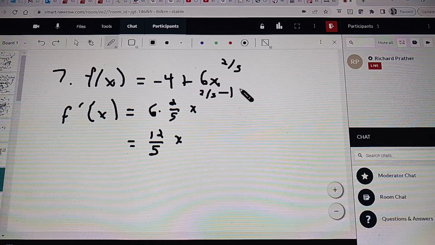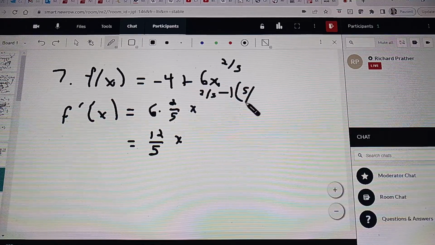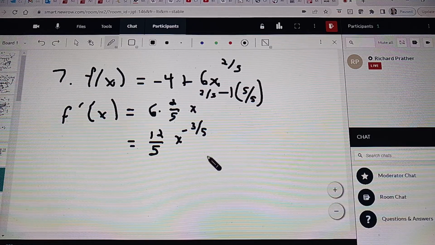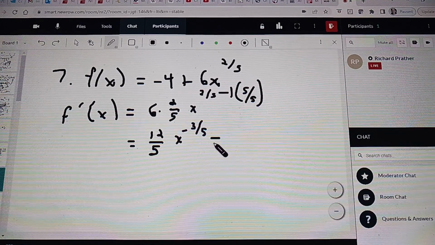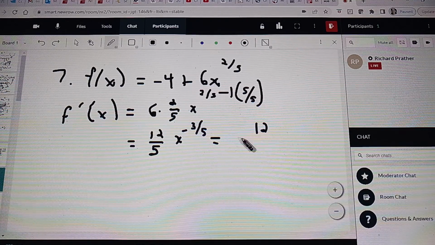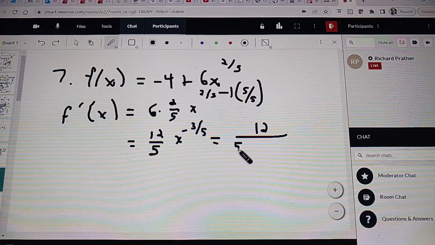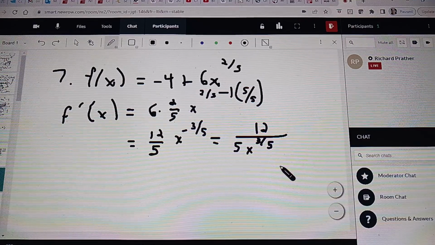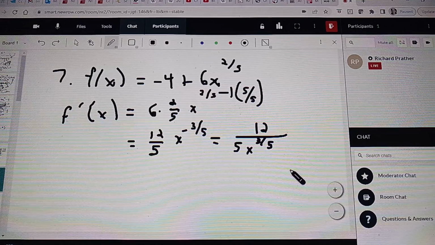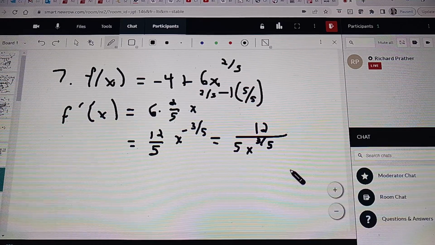2/5 minus 5/5. Change this one to 5/5. 2/5 minus 5/5 is negative 3/5. So then we're probably not going to want to work with negative exponents here, so I would keep the 12 in the top, keep the 5 in the bottom, and then put that x to the 3/5 in the bottom. By moving it down to the bottom, then you wouldn't have a negative exponent anymore. So here's the derivative function.